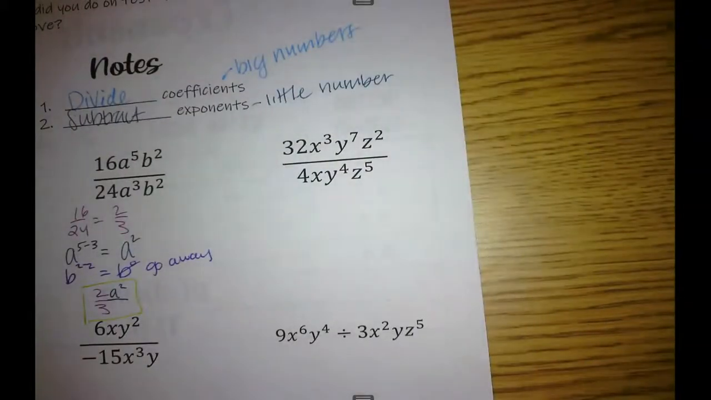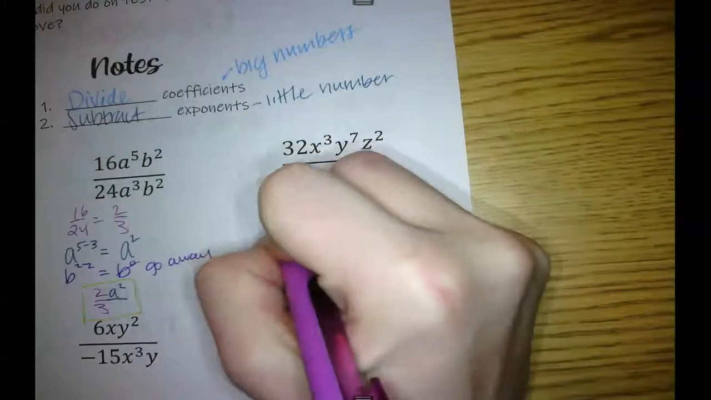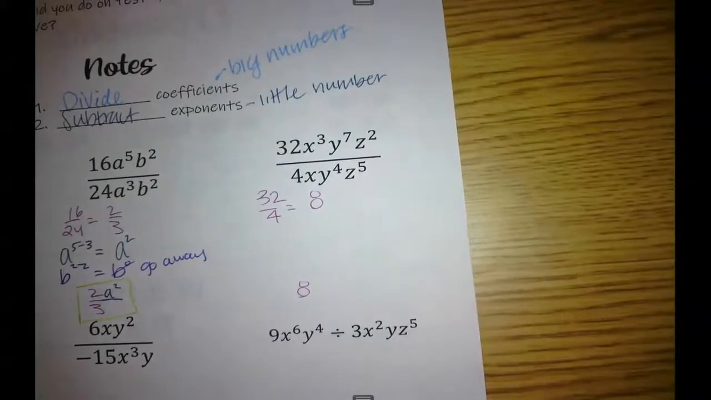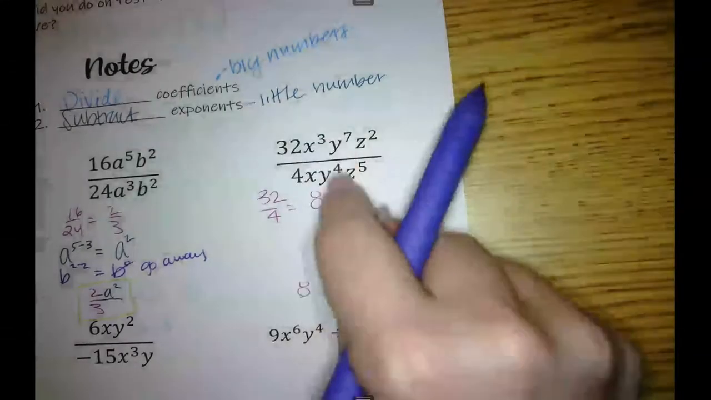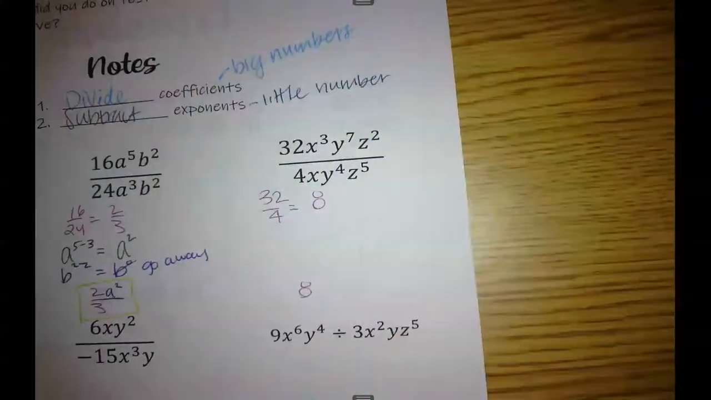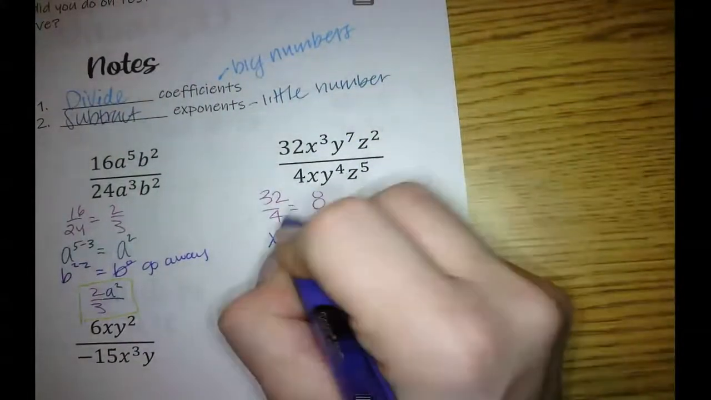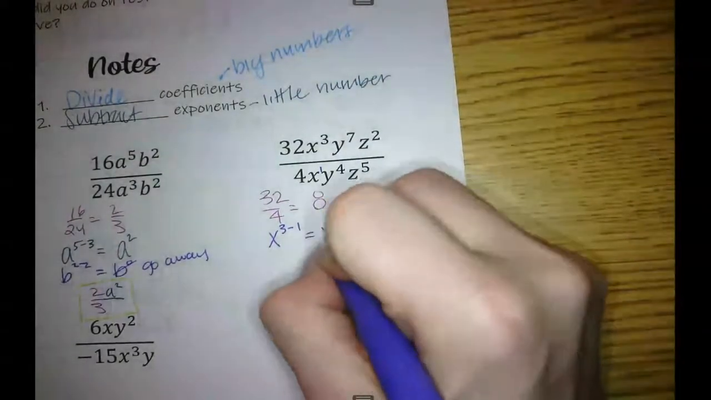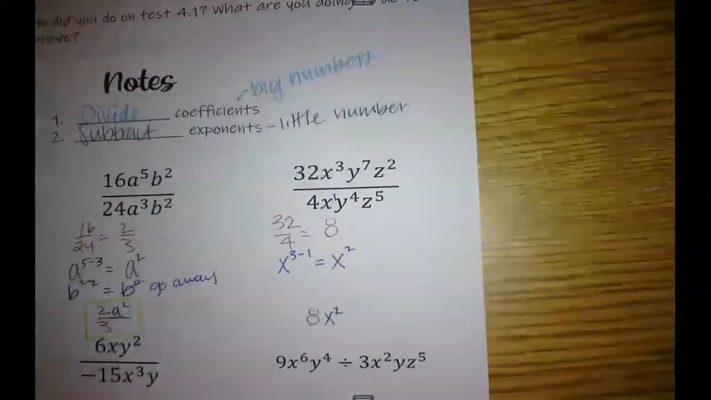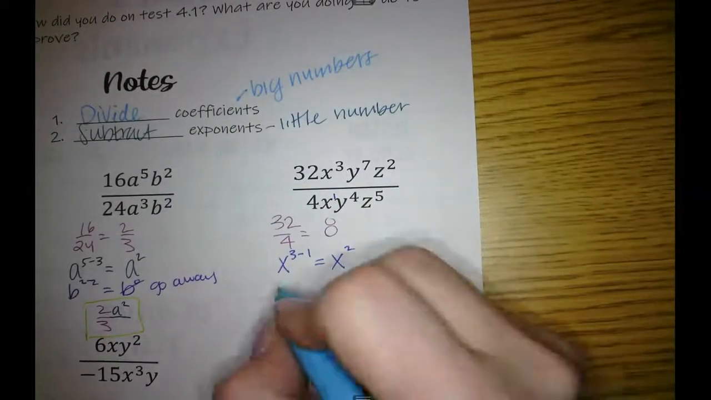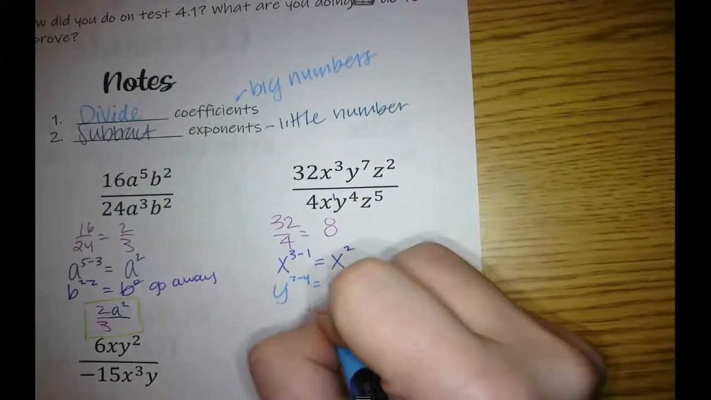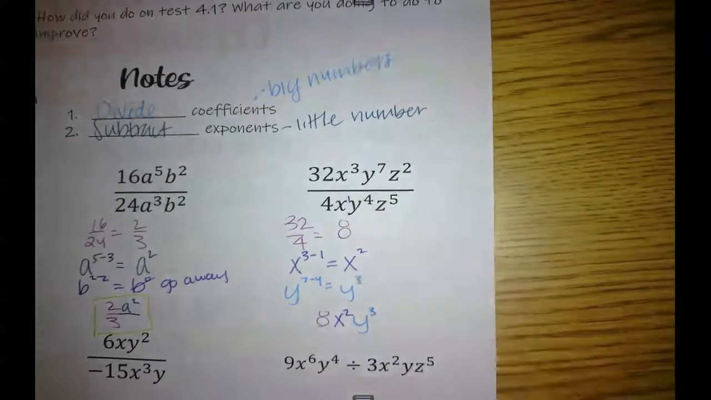All right, same steps. 32 divided by 4 equals 8. So in my answer, I'm going to have 8. I'm just taking this piece by piece, breaking it all out. This time we've got 3 variables, so I'm going to do step 2 3 times. So first we've got x, and we've got 3 on top minus 1. Remember, if there's no number, it's an understood 1. So then I got x squared. So in my answer, I got x squared. Then I've got y on top 7, bottom 4. So 7 minus 4, so y to the 3rd. So in my answer, I've got y to the 3rd.